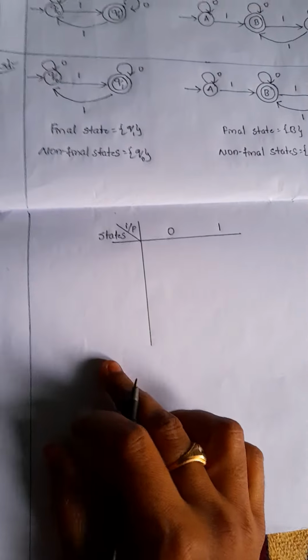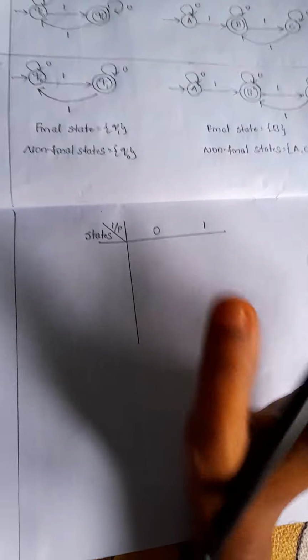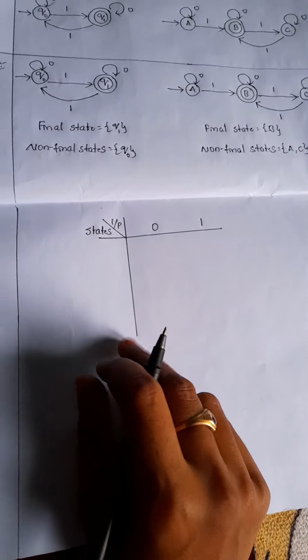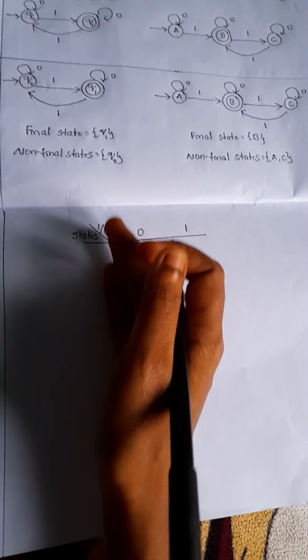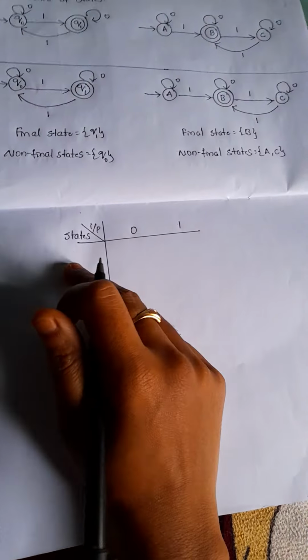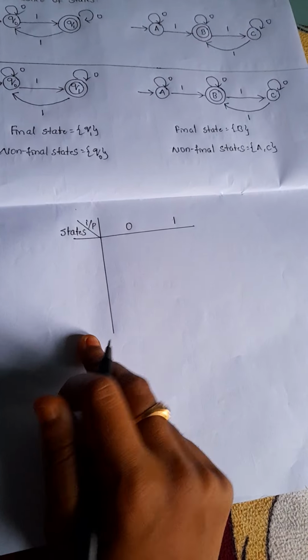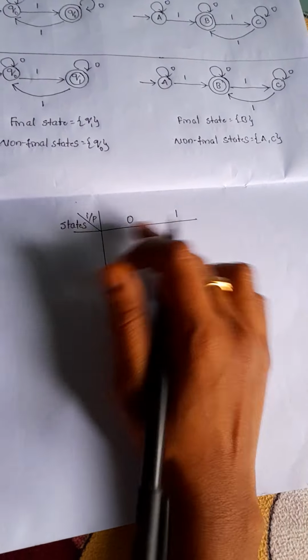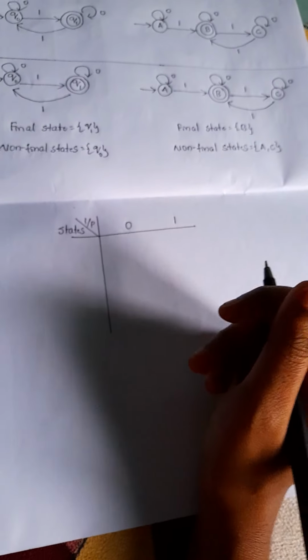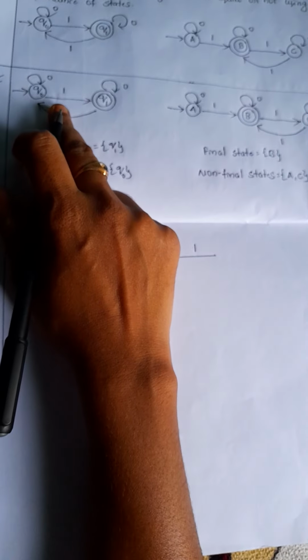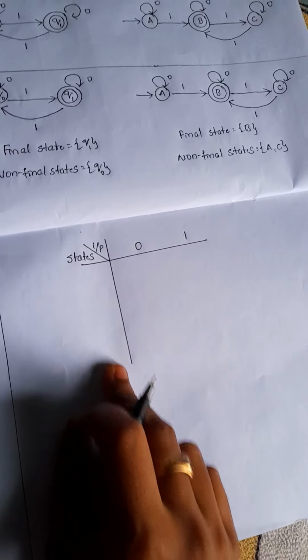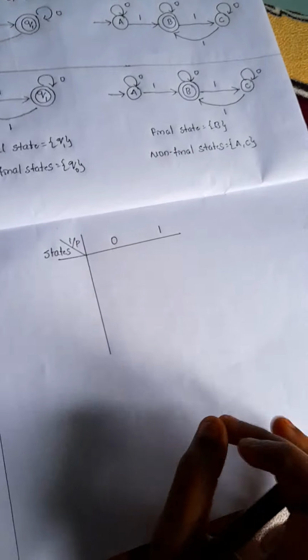And here we will do the comparison. We will apply the equivalence concept by using the transition table. Horizontally we will consider the inputs, and vertically we will take the states. In both diagrams we have the same inputs, 0 and 1. Coming to the states, we will start taking the combination of the states.